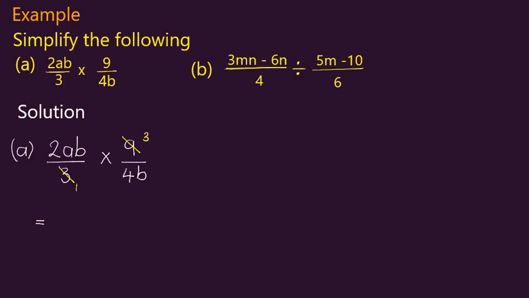And if I look at 2ab and 4b, there is a common factor of 2b, such that if I divide 2b into 2ab, I get a, and if I divide 2b into 4b, I get 2. So that means I'll be left with a multiplied by 3 on the numerator and 1 multiplied by 2 on the denominator. That's what I'll be left with. So a multiplied by 3 gives me 3a, and that's 3a over 2. That's your solution to part A.